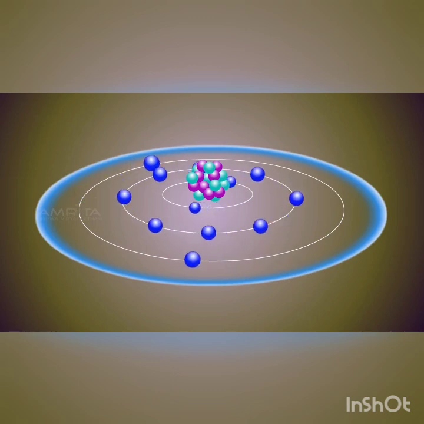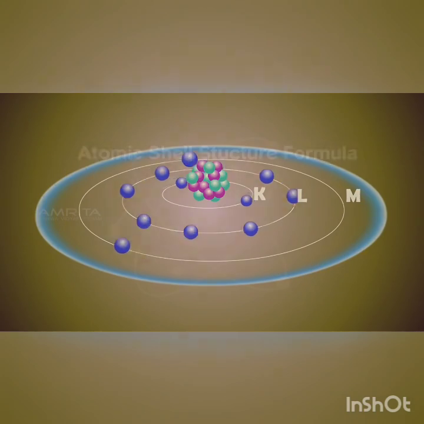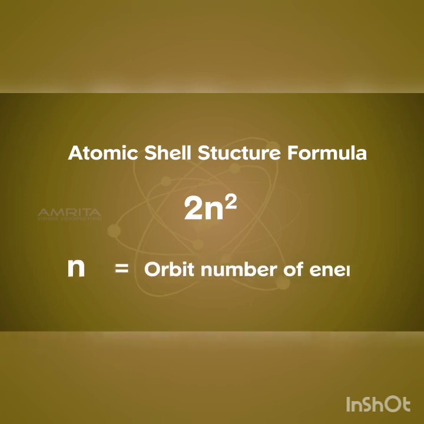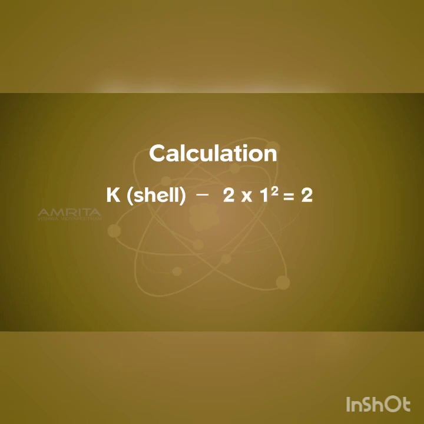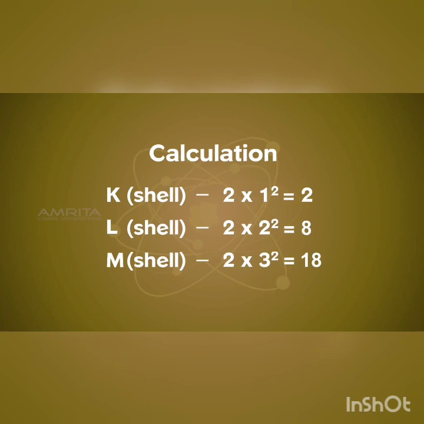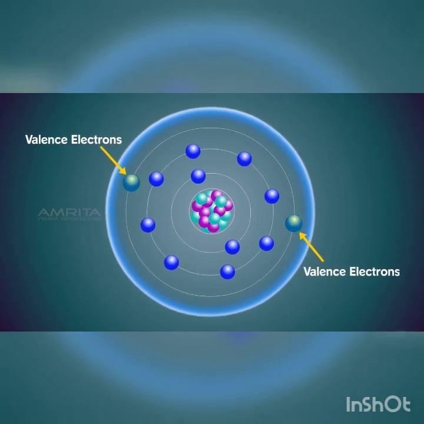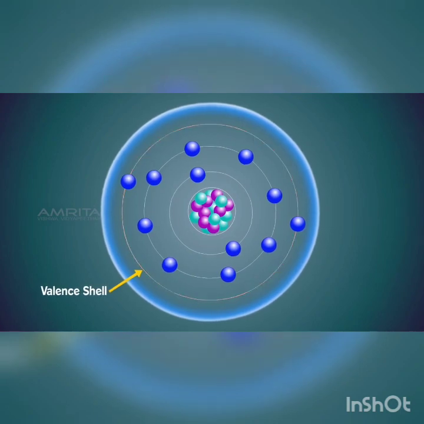The orbits or shells are represented by the letters K, L, M, etc. The maximum number of electrons present in a shell is given by the formula 2n², where n is the orbit number or energy shell number. The first orbit or K shell can have 2, the second orbit or L shell can have 8, and the M shell can have 18 electrons, etc. The electrons present in the outermost shell of an atom are called valence electrons, and the shell which valence electrons occupy is called the valence shell.